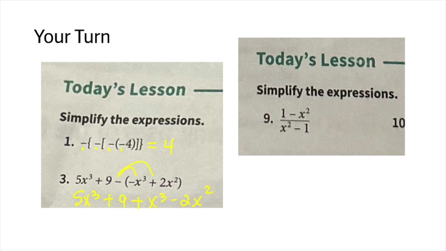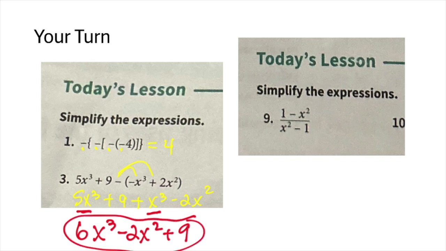Can I do anything with those? The cubes. I'm going to keep it red so you can see it. That's going to be 6x cubed minus 2x squared plus 9. I tend to put it in descending order of exponents, but it doesn't have to be in that order. Are there questions about those?